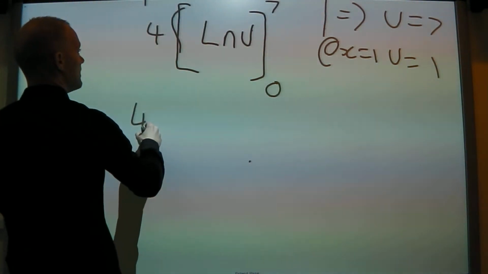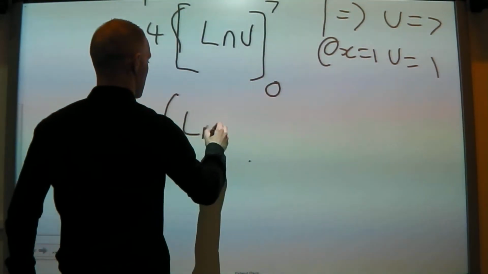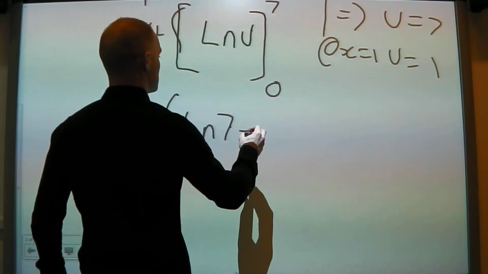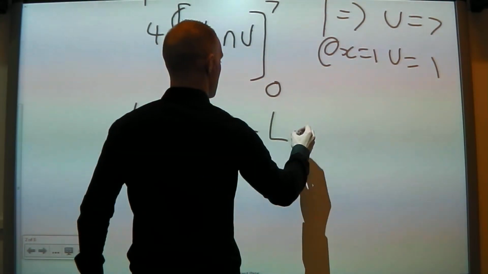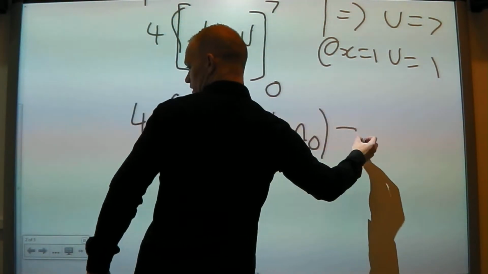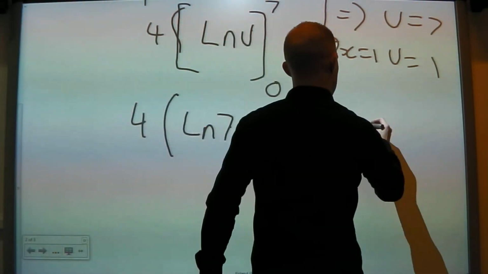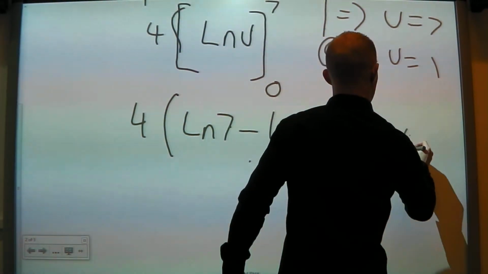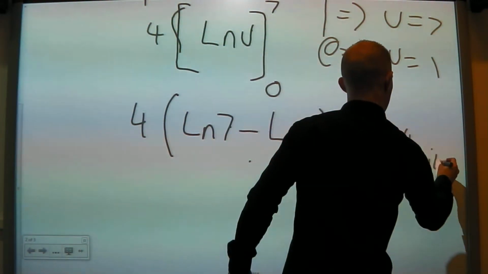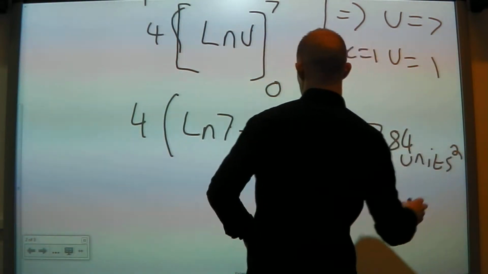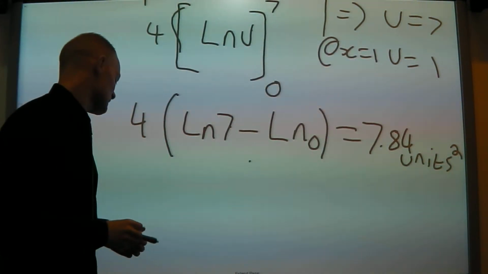So that's 4 times ln of 7 minus ln of 0. And how do we have that work out? It's equal to 7.784 units squared. Remember writing the units squared there as well at the end.